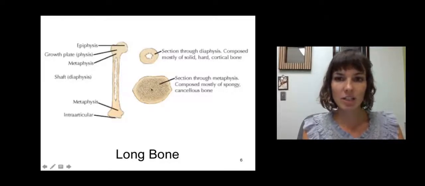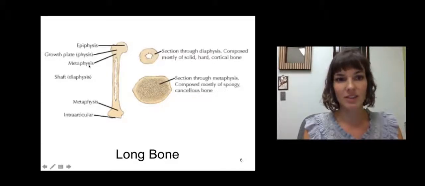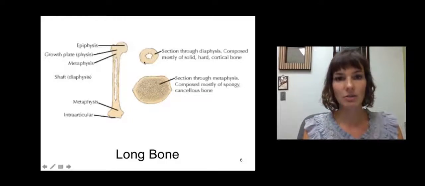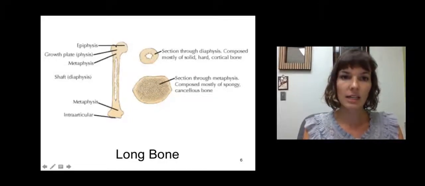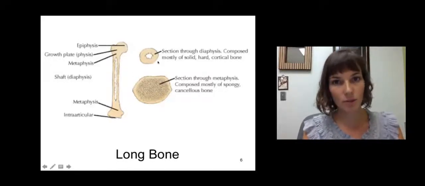And this image here is showing a metaphysis, which is between an epiphysis and a diaphysis on either end, both the proximal and distal. And this is demonstrating that we have this more spongy bone compared to the diaphysis. So in the epiphysis and the metaphysis here, we have more spongy bone. In the shaft and the diaphysis, we tend to have more solid, hard cortical bone.